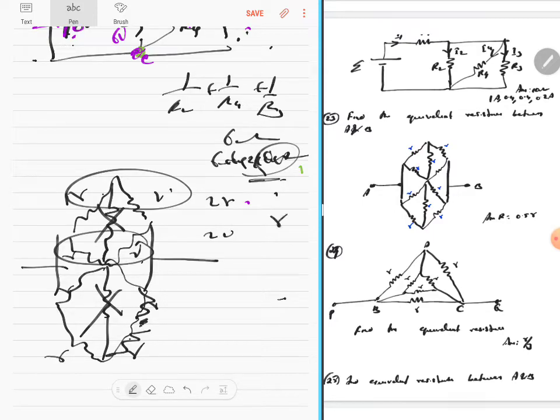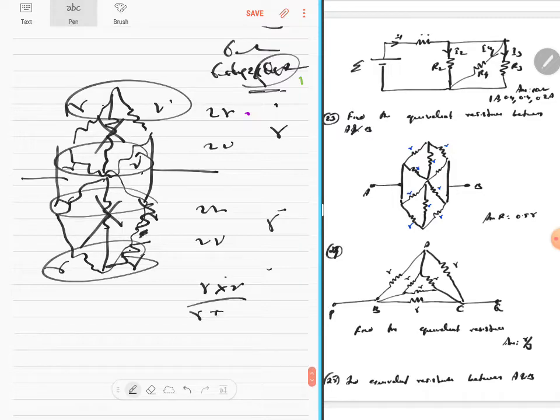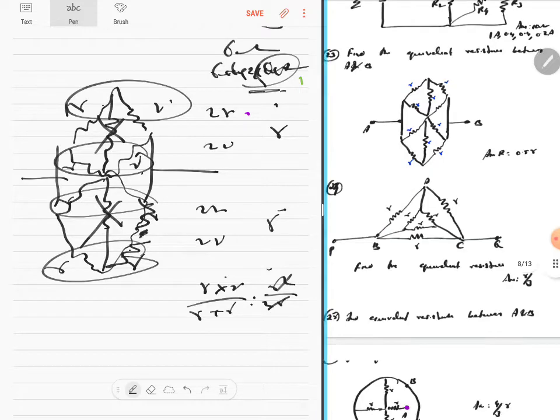These two are in series, these two are in series, which is 2R and 2R, and they both are in parallel, so R. That R and this R will be in parallel. So 1 by R plus 1 by R gives R into R by R plus R, which is R square by 2R. So R by 2. This is 0.5 into R, correct.